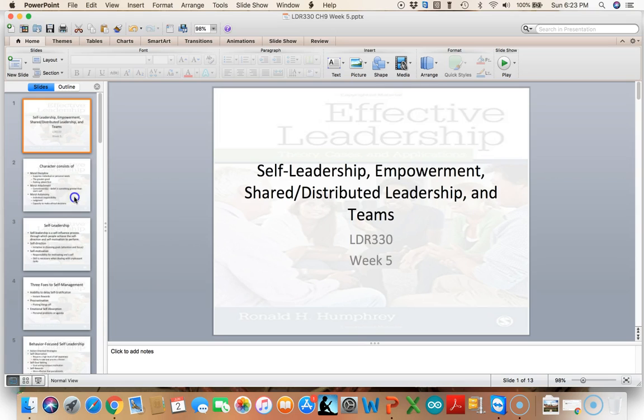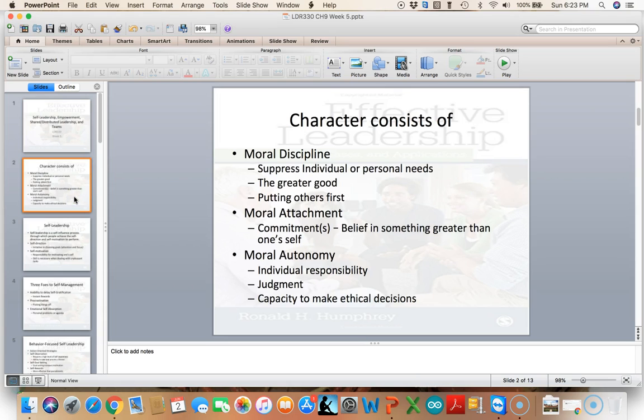We're going to begin by talking about character. Character consists of moral discipline, moral attachment, and moral autonomy. Moral discipline is the ability to suppress individual or personal needs for the greater good. It's putting others first. Moral attachment, in the way of commitments, is belief in something greater than oneself. Moral autonomy is the individual's responsibility, their ability to make judgment calls, and it is furthermore the capacity to make ethical decisions.